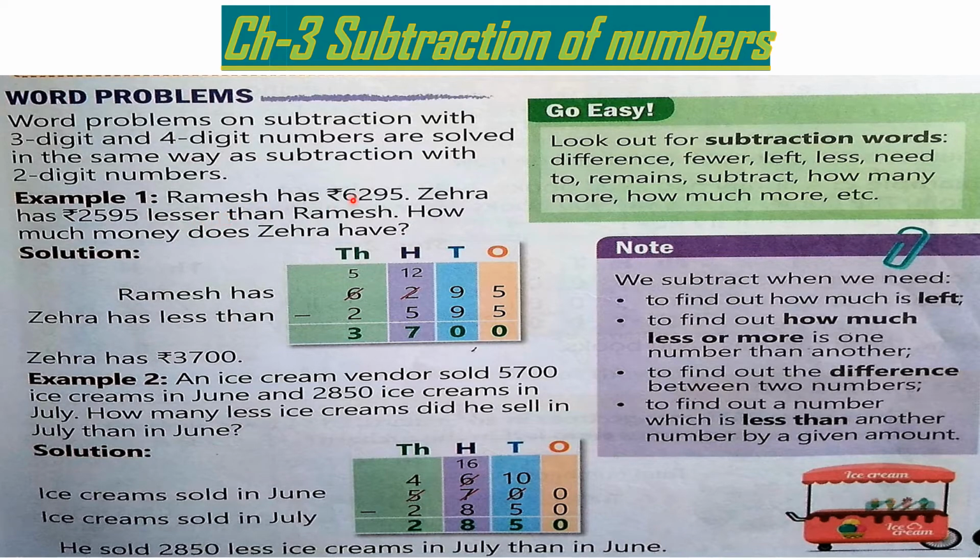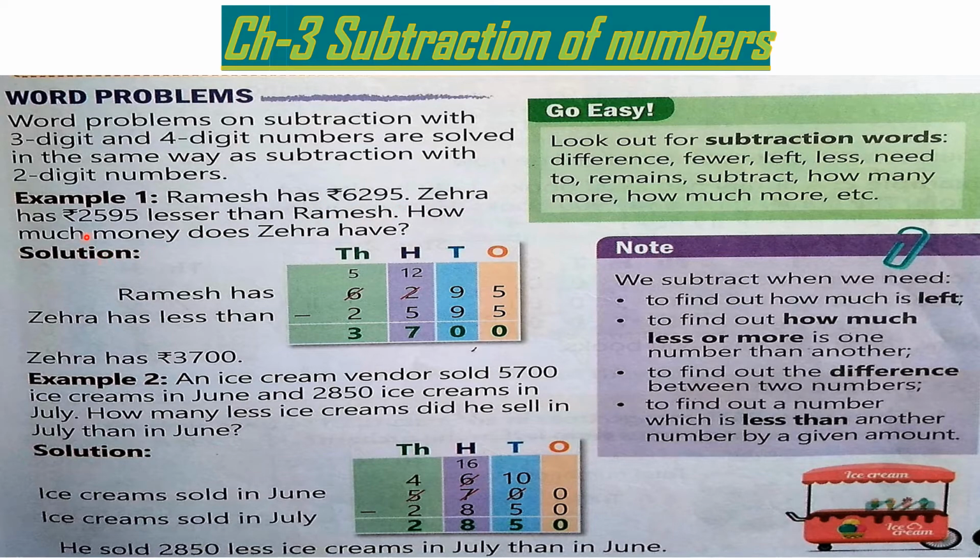Word problems on subtraction with 3 digit and 4 digit numbers are solved in the same way as subtraction with 2 digit numbers. The way we do subtraction is the same. We just need to write a sentence if the question is in words. Okay, so now see here, Ramesh has rupees 6295.